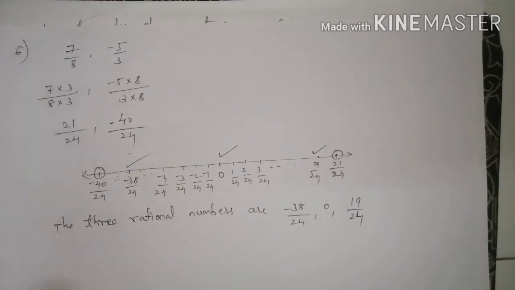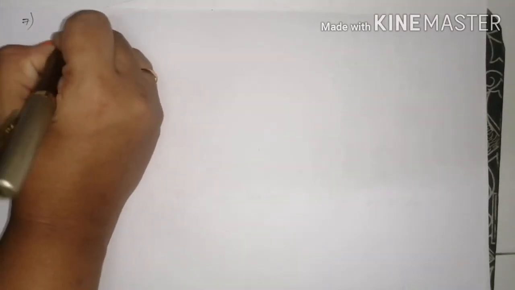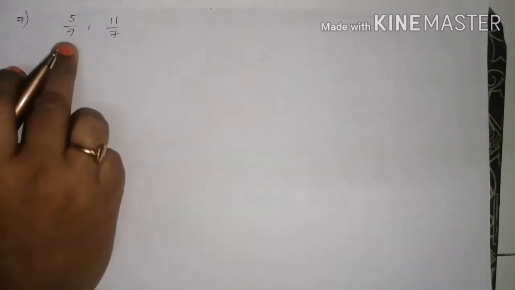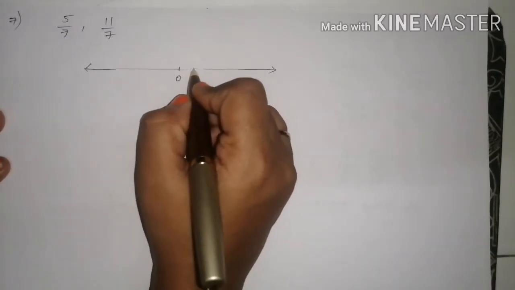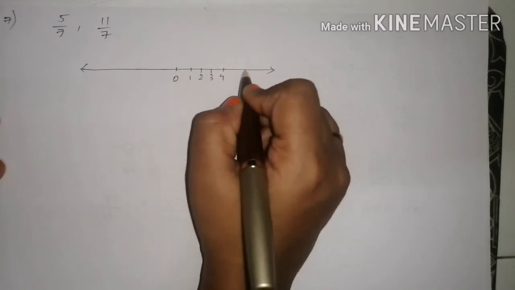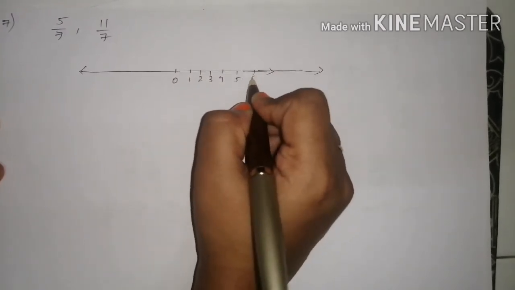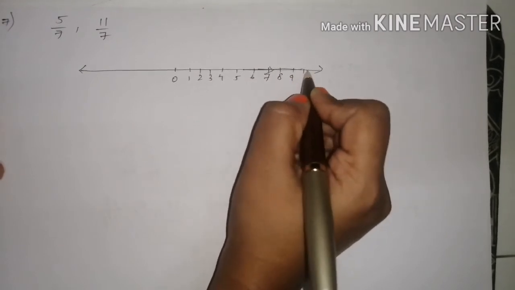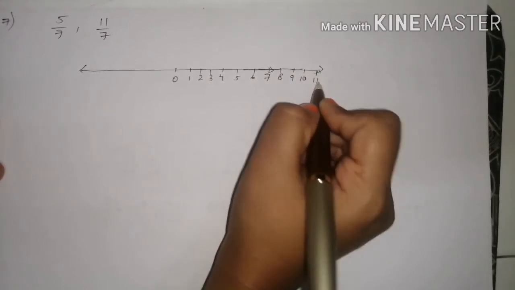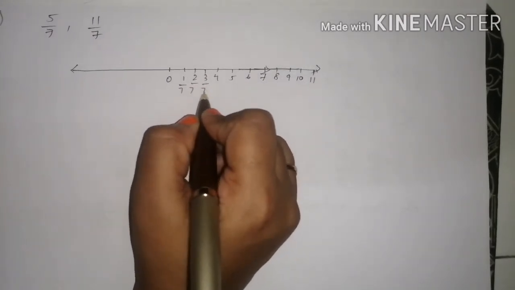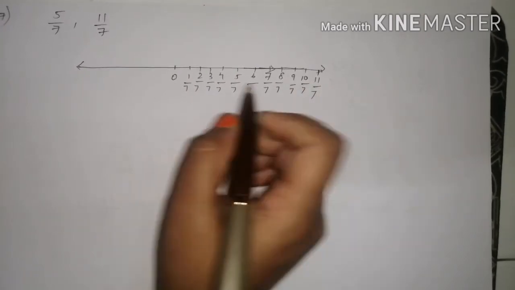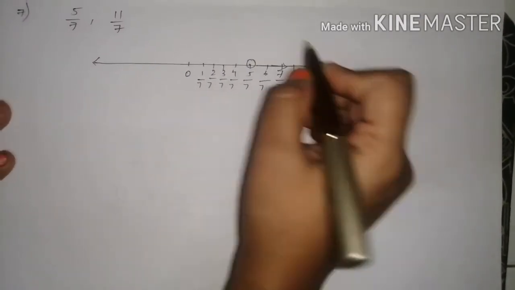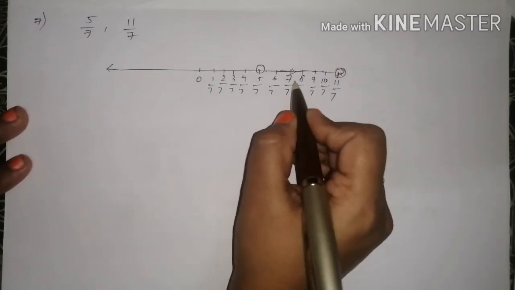Seventh sum is 5 upon 7 and 11 upon 7. Denominator is same, so no need of making denominator same. On a number line, center it is 0, 1, 2, 3, 4, all positive numbers. 5, 6, 7, 8, 9, 10. This one is 11. Denominator it is 7. You can put 7 to all.